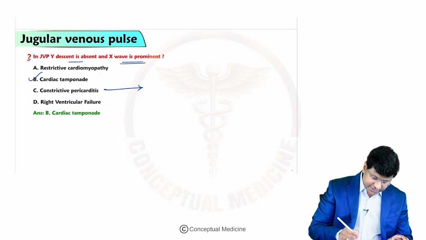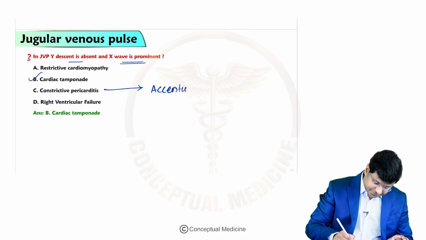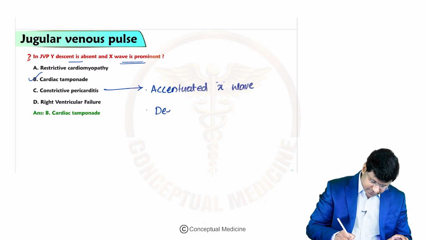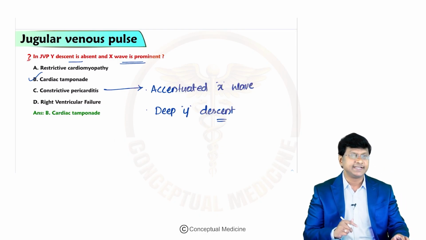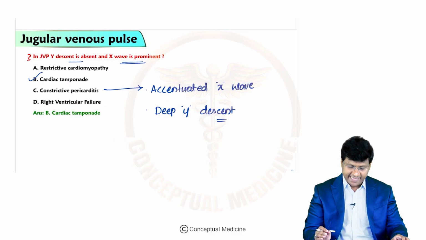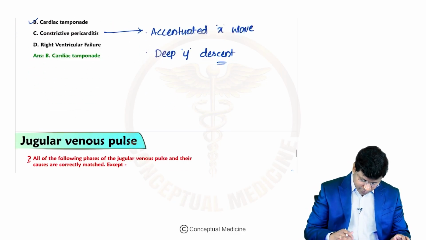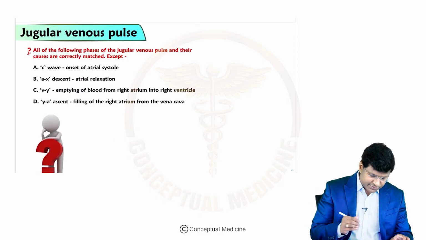Whereas in constrictive pericarditis, what will you have? You have accentuated X wave and then deep Y descent, right? That is what you will have in patients with constrictive pericarditis. Next, followed by that, this question we have already discussed.